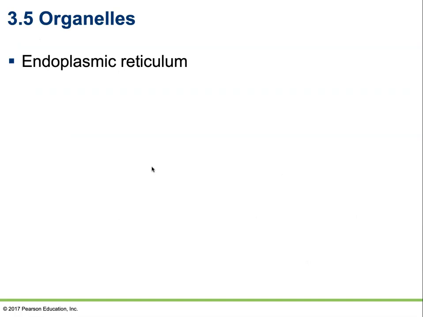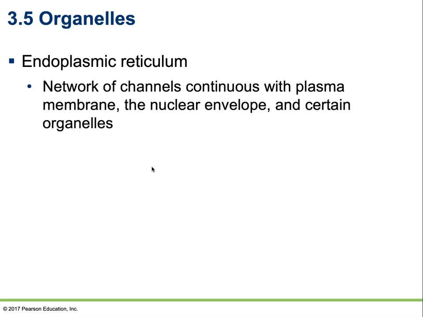As we've already mentioned, ribosomes can be located in one of two locations, either free-floating in the cytoplasm, or they may be found in the endoplasmic reticulum. The endoplasmic reticulum is a network of channels connected to the plasma membrane, the nuclear envelope, and certain organelles. So it is one great big long continuous membrane. You can kind of think of it a little bit like your skin. It's long and it's continuous.